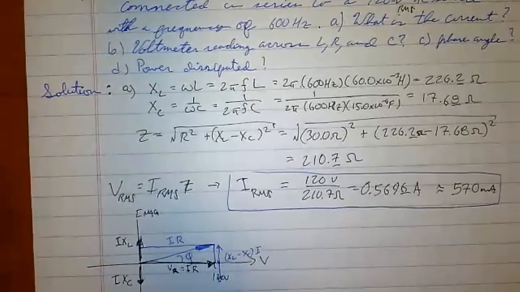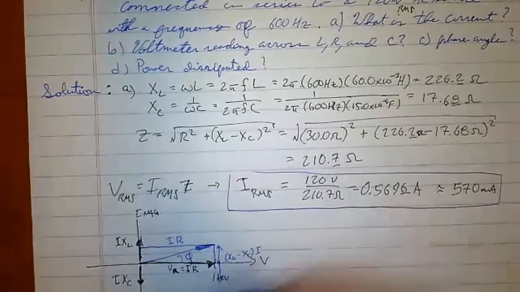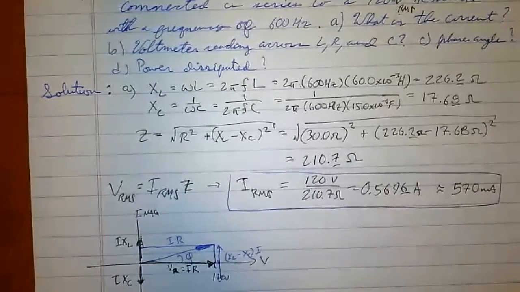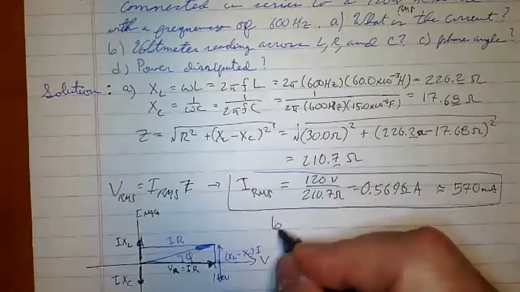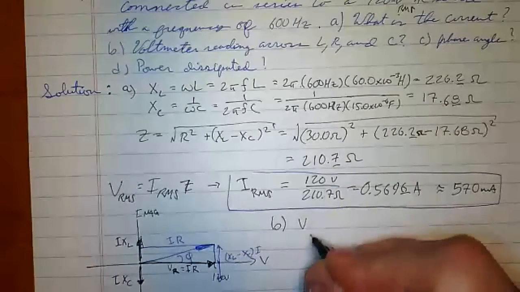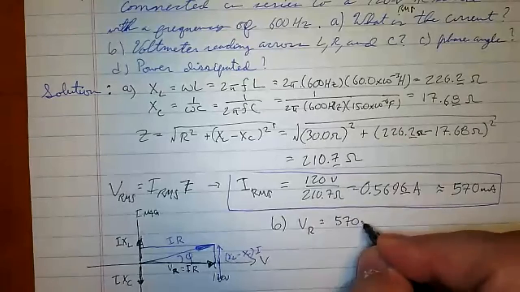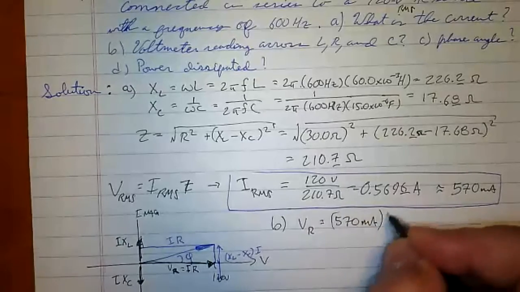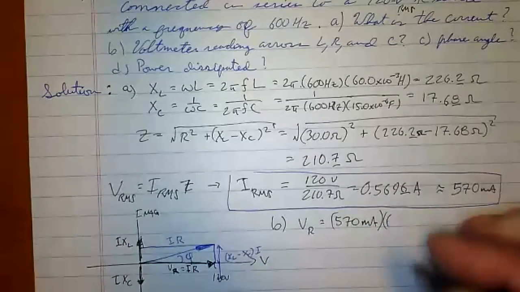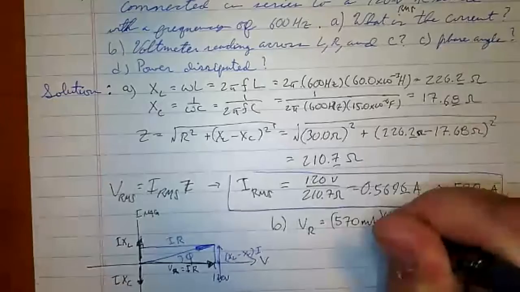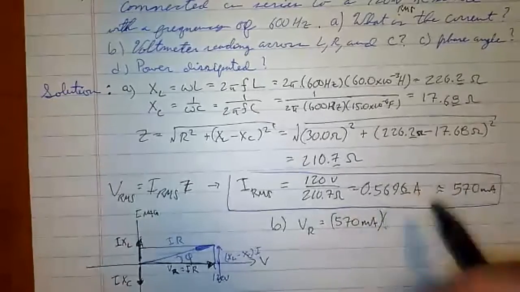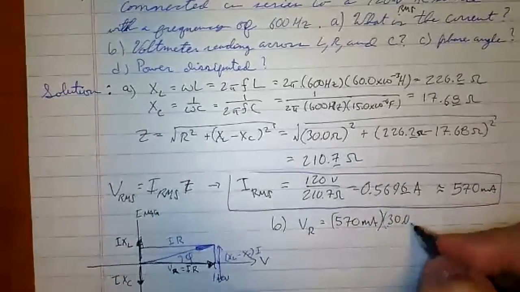Now, part B wants to know voltmeter readings across each. Well, part B, the voltmeter reading V for the resistance is equal to 570 milliamps times 30.0 ohms.